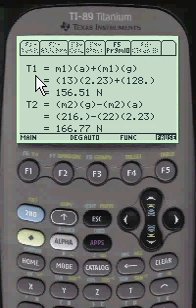We go on, we find the tensions. The tension is M1A plus M1 times G, gravitational acceleration, which is 9.81 meters per second squared. And we do the calculation, we come up with this. We do the calculation for T2, we come up with 166.77 newtons, okay?